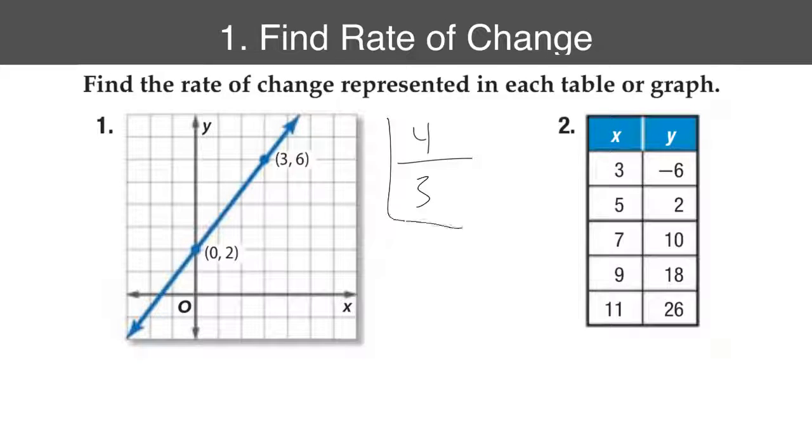So my rate of change would be 4 over 3. Or if you actually want to do that as a decimal, well, it's a repeating decimal. So we're not going to write it as a decimal. We're going to leave it as a fraction, 4 over 3.